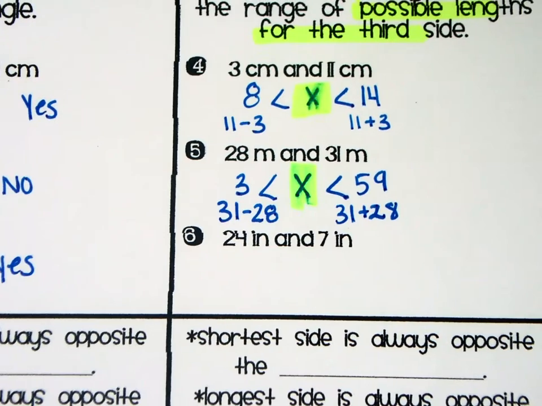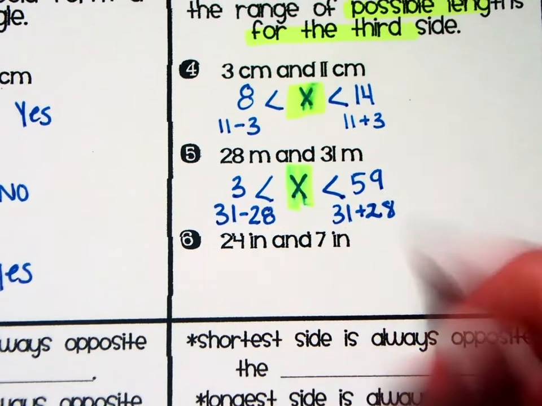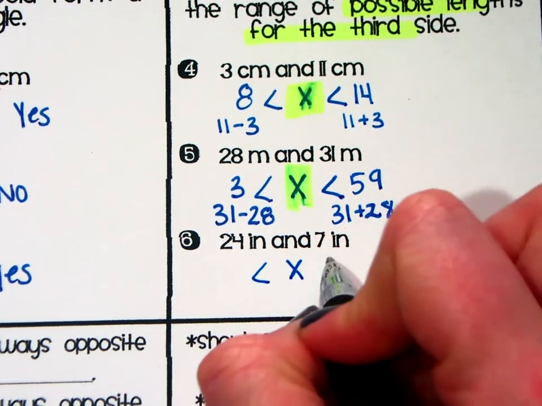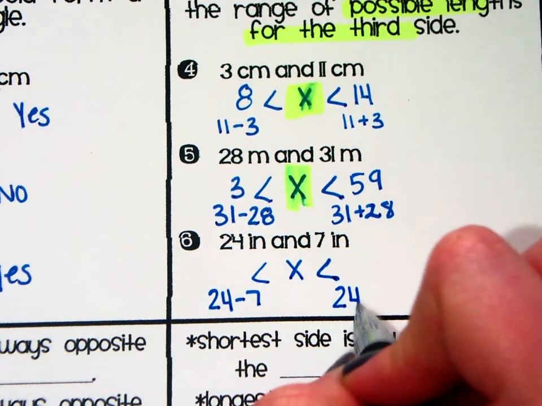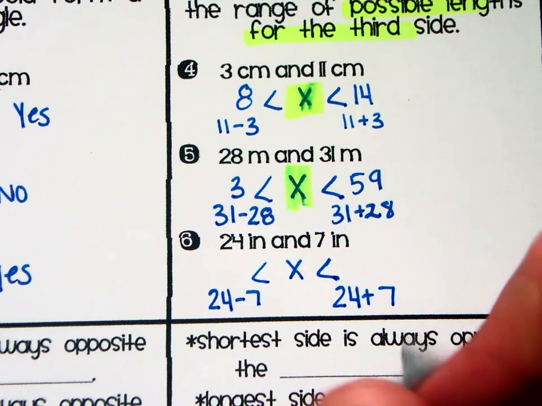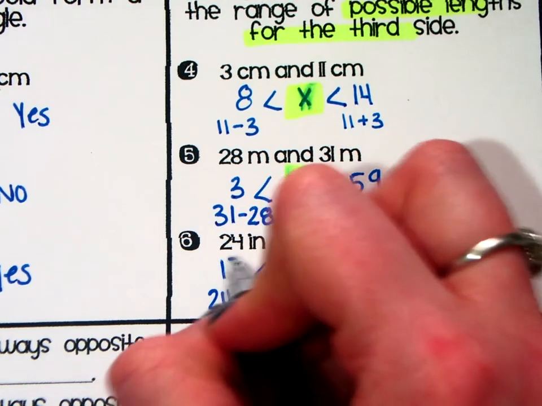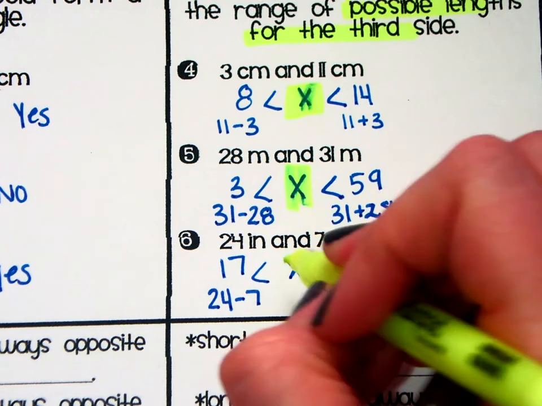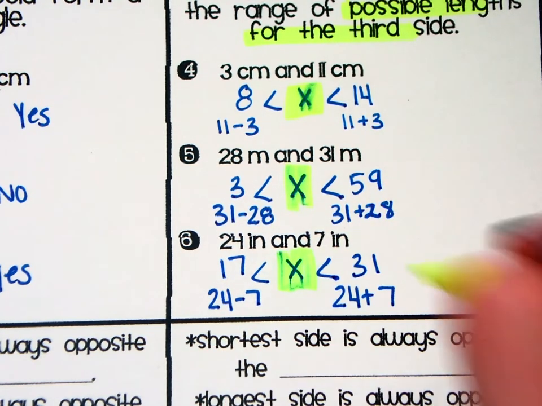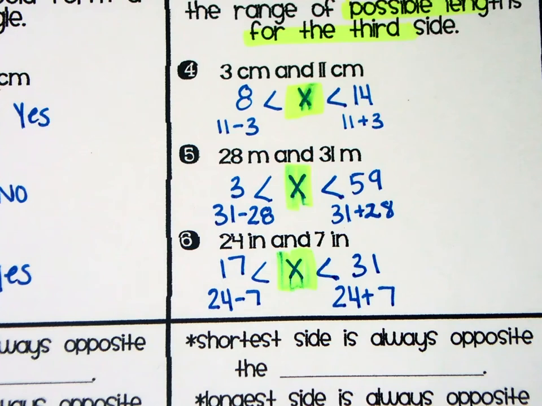Let's try one more. 24 and 7. Again, compound inequality. I'm going to subtract for my lower, add for my upper. So 24 minus 7 is 17, and 24 plus 7 is 31. So my third side can be anywhere between 17 and 31.